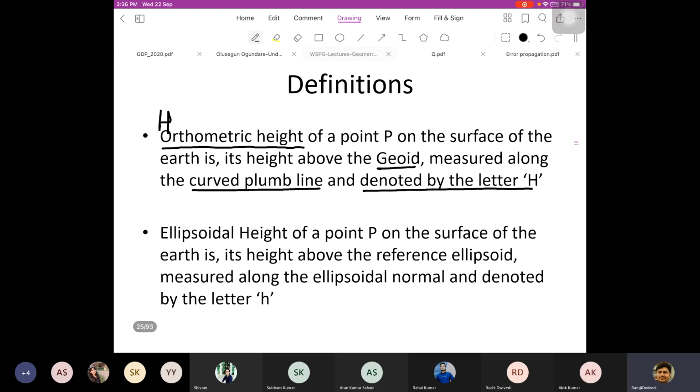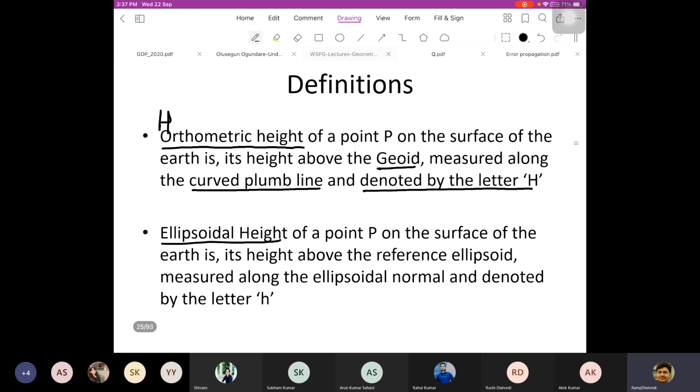There must be certain places in Karnataka where the gravity varies between 10 to 15 kilometers so much that you could visualize it. But that would be a different topic to discuss. But in general, the orthometric height of a point P on the surface of Earth is its height above the geoid, measured along the curved plumb line and denoted by capital H. On the other hand, the ellipsoidal height of a point on the surface of Earth is its height above a reference ellipsoid measured along the ellipsoidal normal and denoted by small h.